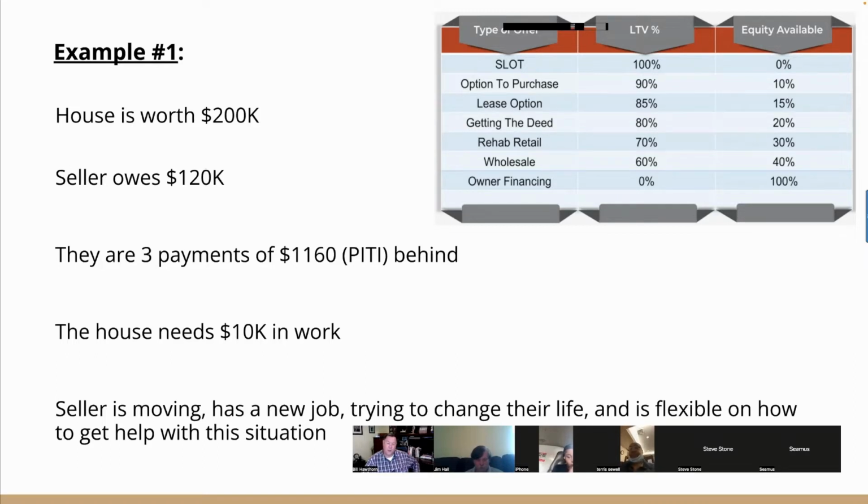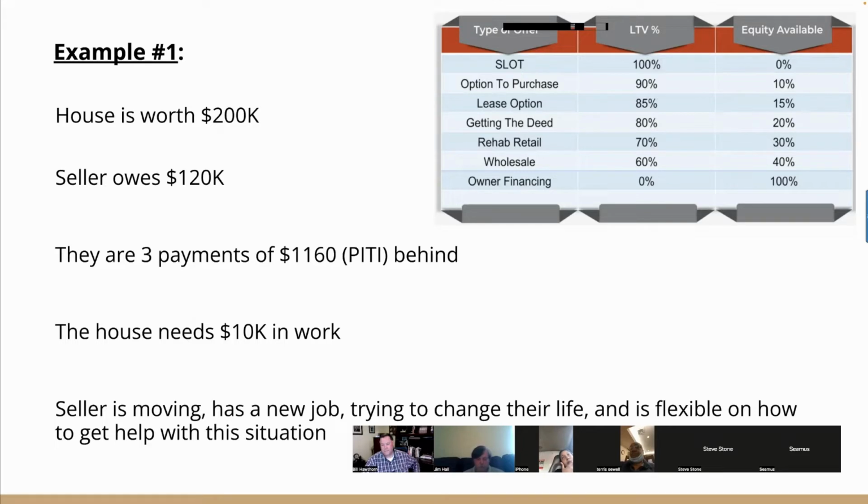But here's the point. What the seller is willing to do is what decides which offer you can make. So when you're doing your discovery, you ask questions to find out which one of these deals you can hone in on. Does that make sense?